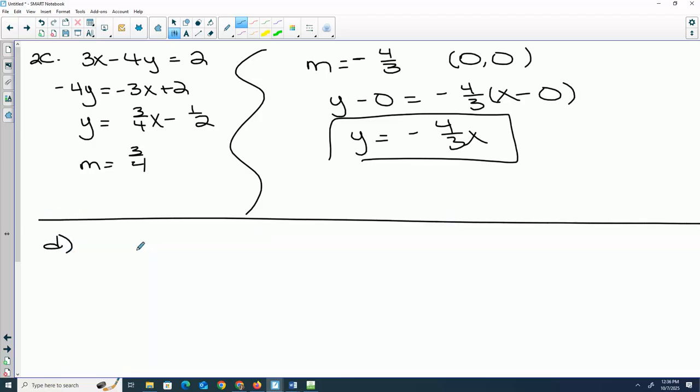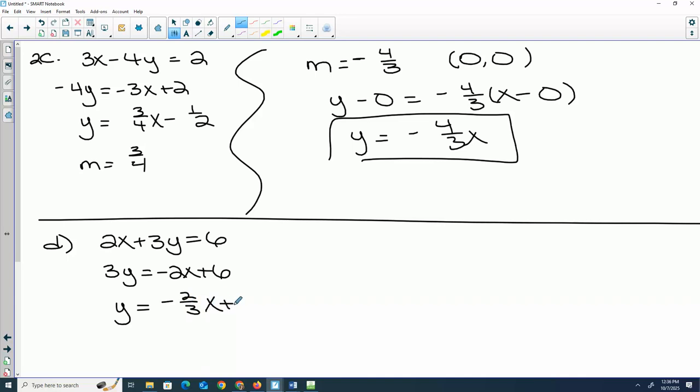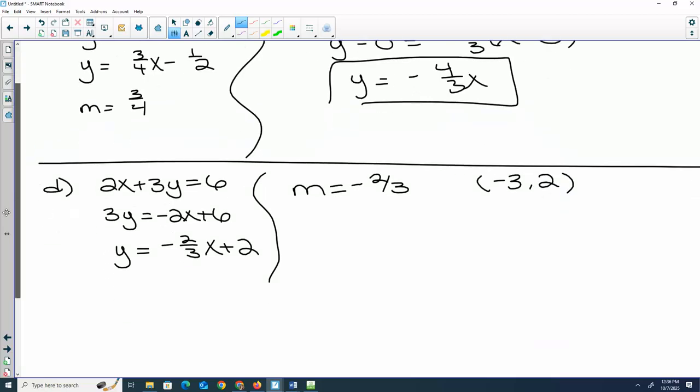D tells me they are parallel. What does parallel mean? Same slope. So we have to get it in y equals mx plus b form. So I subtract my 2x, divide by 3. So what slope will I use? Negative 2/3, because parallel is the same. And then I told you it goes through the point negative 3, 2.